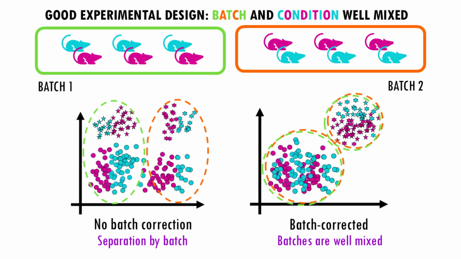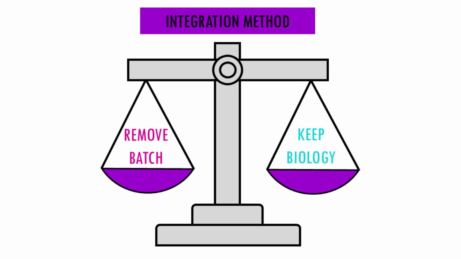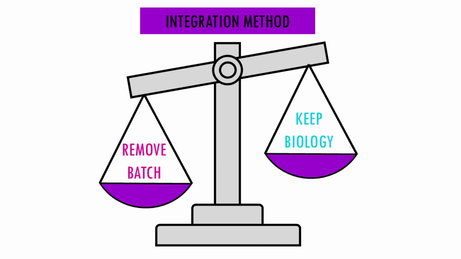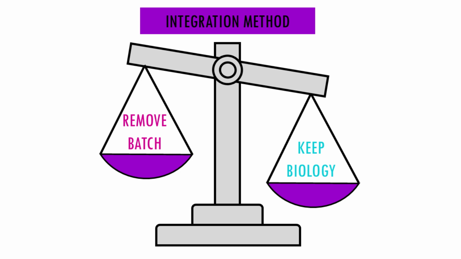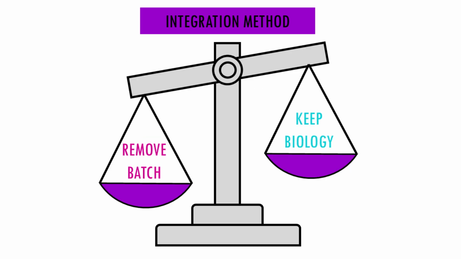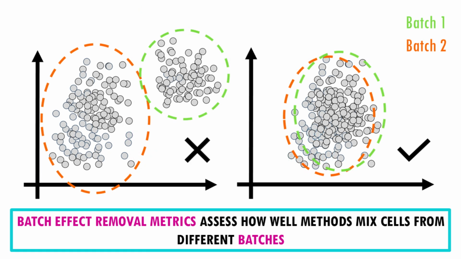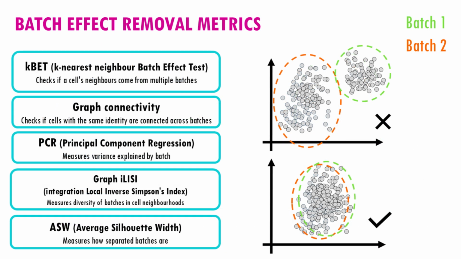Back to our integration methods and how to measure their success. So how do we quantify technical effect removal and keeping biological signals? So the researchers used 14 metrics divided into two categories. First, batch effect removal metrics, which assess how well the methods mix cells from different batches. You don't need to understand how each of these metrics works to be able to choose a good integration method for your data. But here's a brief overview of what they do.